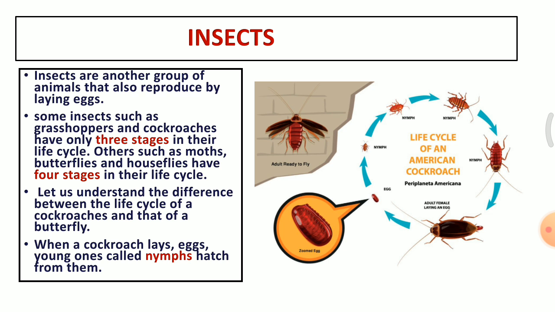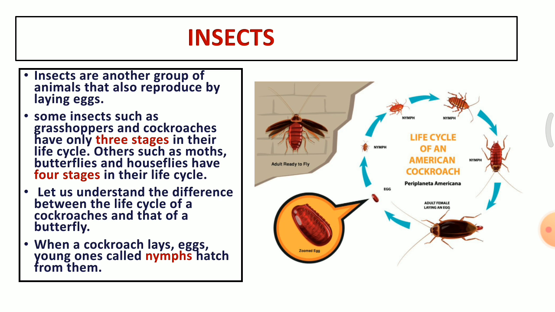Let us understand the difference between the life cycle of a cockroach and that of a butterfly. When a cockroach lays eggs, young ones called nymphs hatch from them. So you know that the cockroach is an animal that also lays eggs. How many stages of life cycle are there? If you take a hen, there are four stages of life cycle: the egg, embryo, chick, and adult hen. But if you take a cockroach, there are only three stages of life cycle.